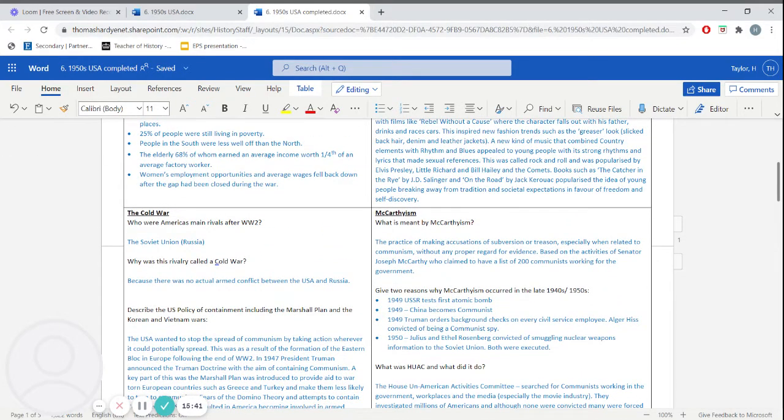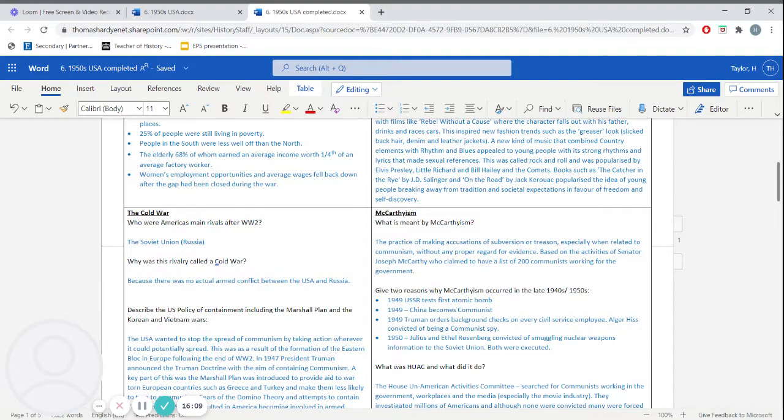So that's the Cold War. How does that affect American society? The big way, really in the 1950s and late 1940s as well, is as a result of this idea that became known as McCarthyism. So what is meant by McCarthyism? The practice of making accusations of subversion or treason, especially when related to communism, without proper regard for evidence.